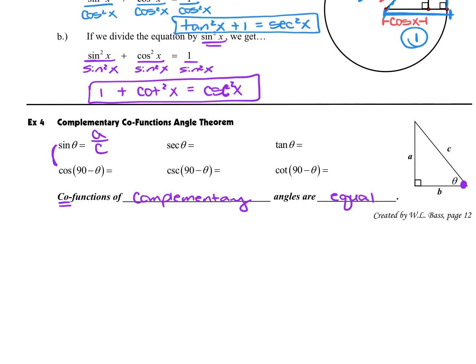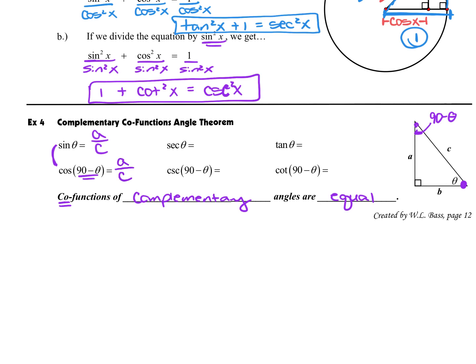Now, if I change my perspective on this and I move then to its complementary angle that's going to be up here, this angle up here is the angle 90 minus theta. Now, if I find the cosine of this angle, that would be the adjacent over the hypotenuse, and notice again that that is, in fact, A over C.